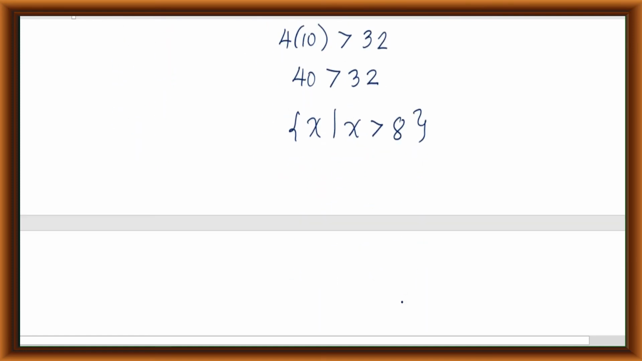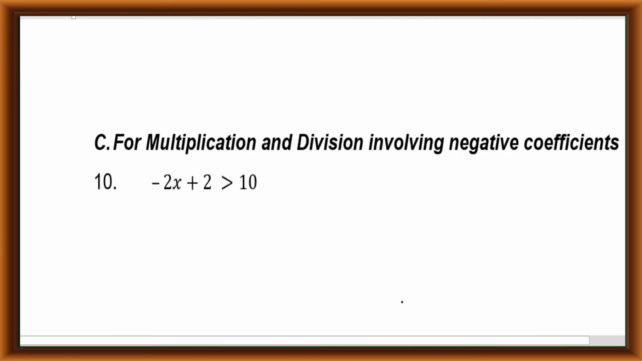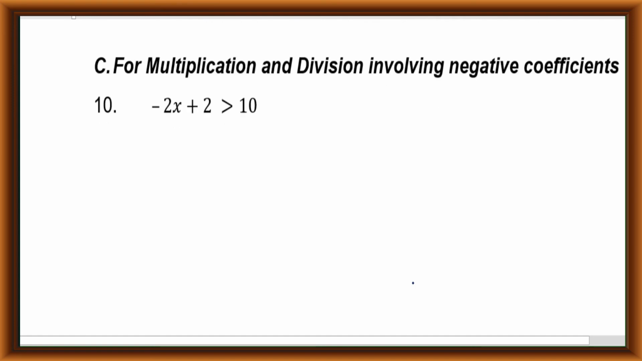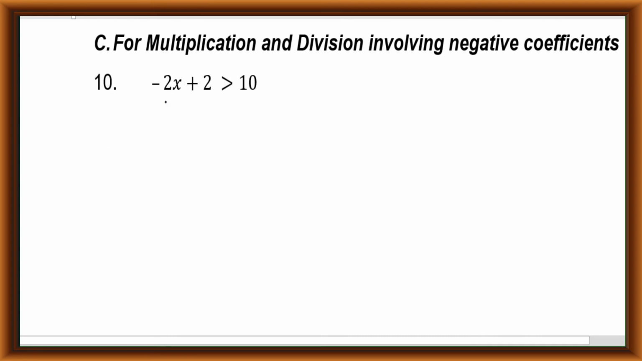Alright? For the next number, for multiplication and division involving a negative coefficient, let's consider number 10. Actually, we can use two steps here. First, I'll remove positive 2 on both sides of the inequality. So subtract both sides of the inequality by 2. So I have here negative 2x is greater than 8.